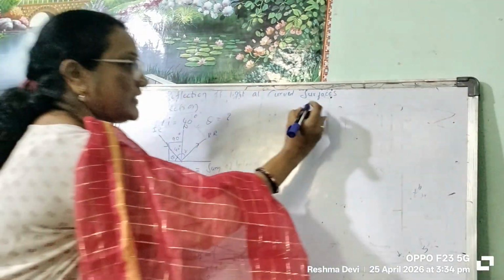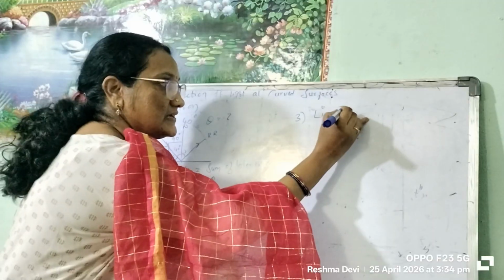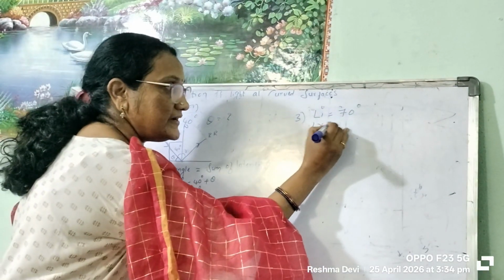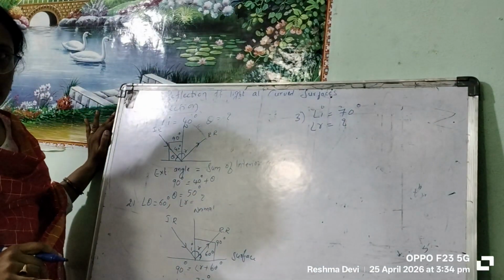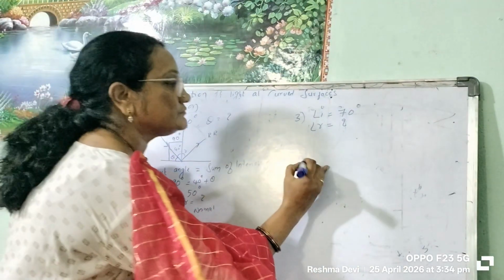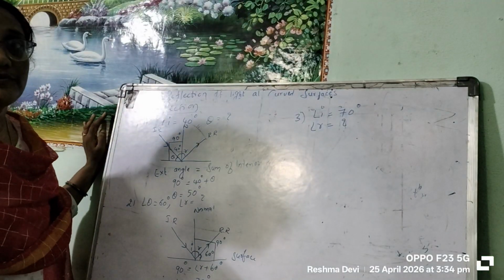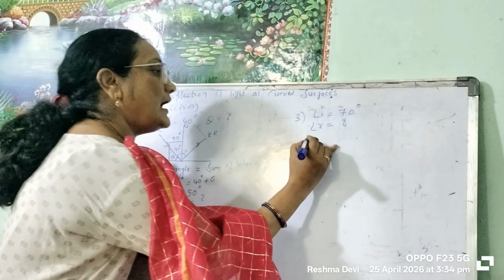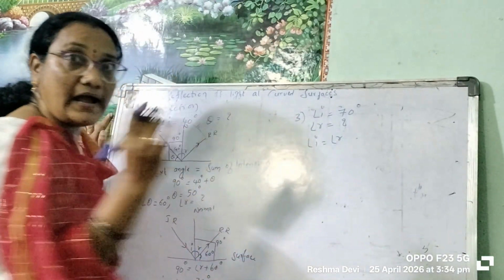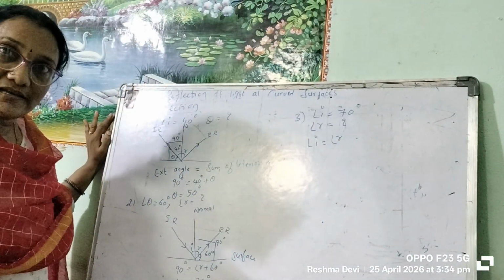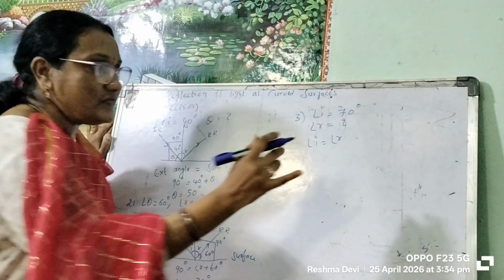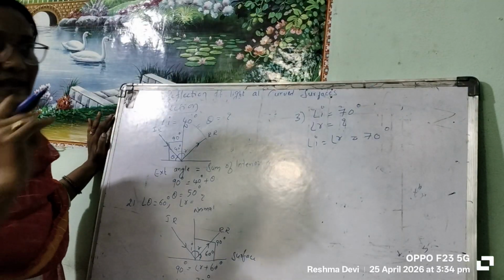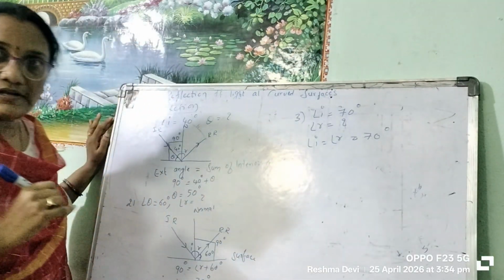Now he gave the angle of incidence as 70 degrees, and he is asking to find the angle of reflection. How will we find it? Here there is no need of doing any mathematical part. The second law of reflection says that the angle of reflection is equal to the angle of incidence. So the angle of reflection will also be equal to 70 degrees.